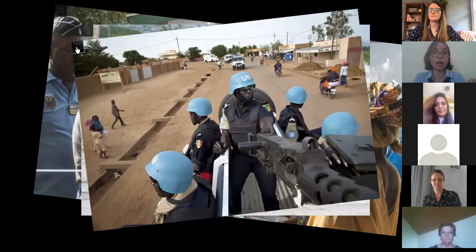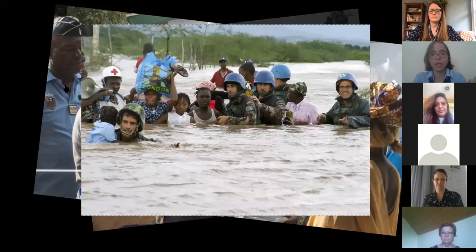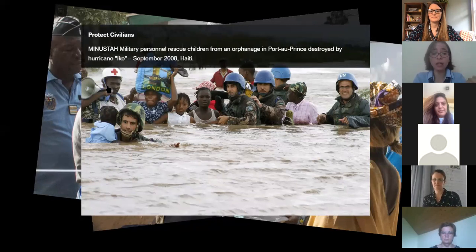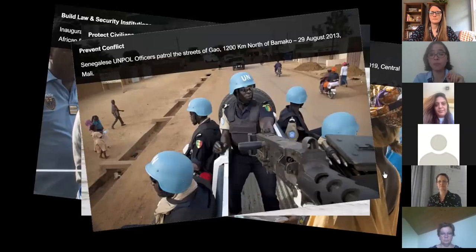As you can see here, this is an example from Mali. Sometimes peacekeepers are also there to protect civilians from natural disasters, as you can see here from Haiti. And peacekeepers are also there to help build institutions, civil society institutions, law and order institutions. And this is actually from the Central African Republic, as you can see, opening a city hall after renovation work done by the peacekeeping operations.